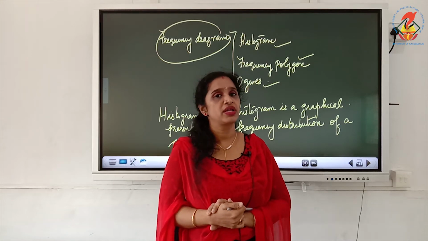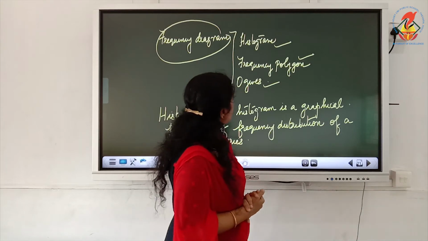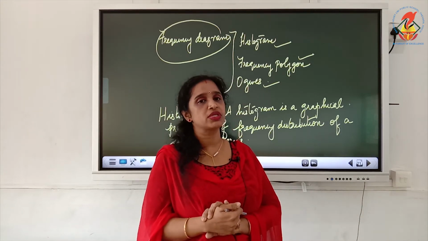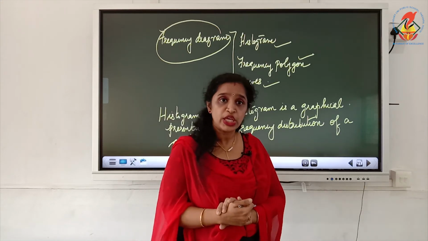We finished with bar diagrams and pie diagrams. Next is frequency diagram. So, histogram, frequency polygon and ogives come under frequency diagram. Now, let us first discuss histogram.